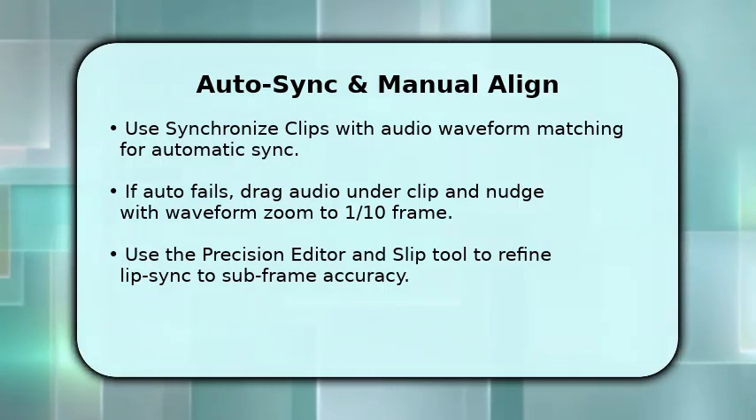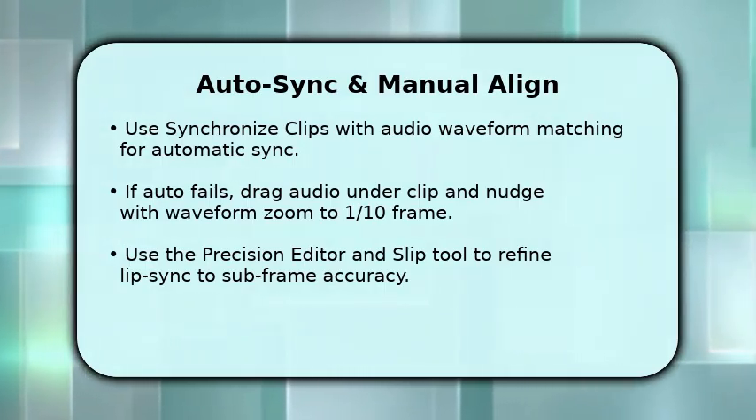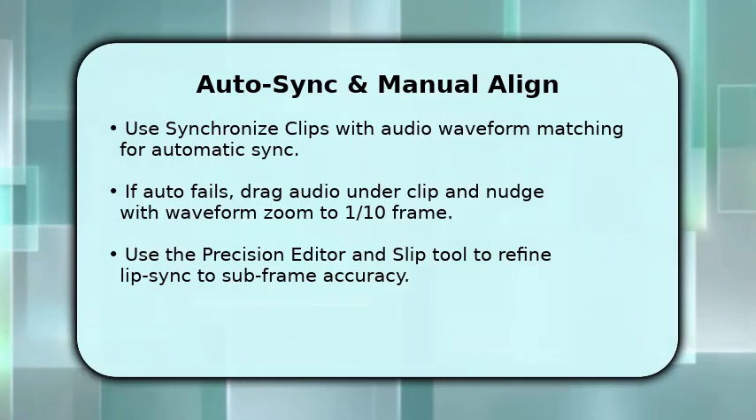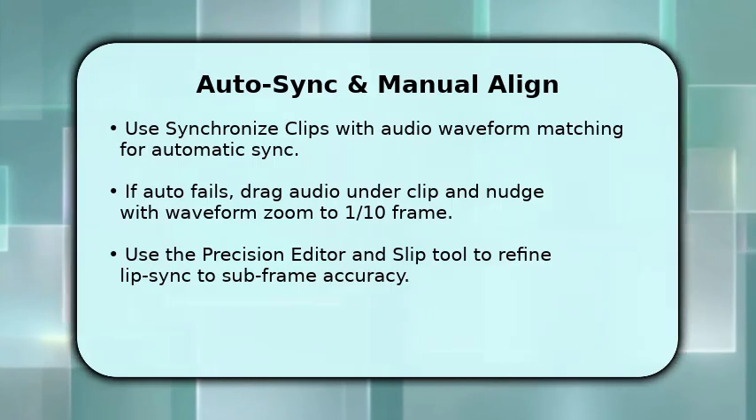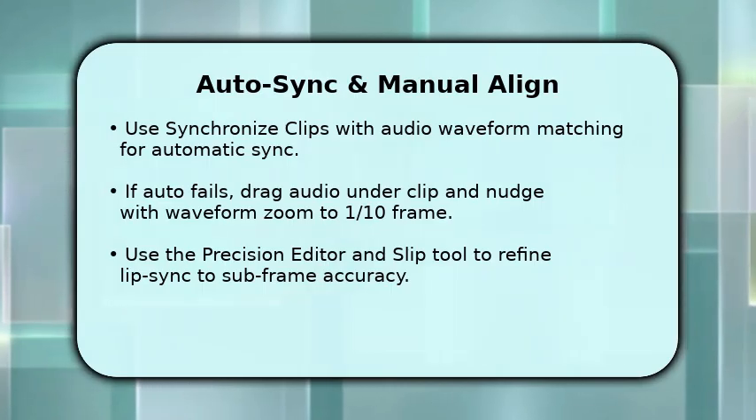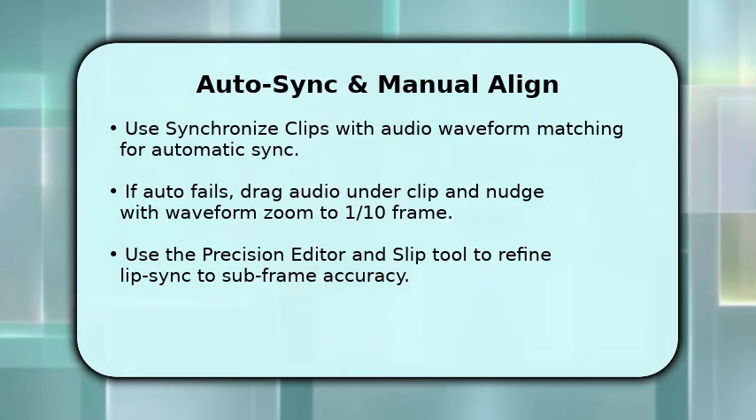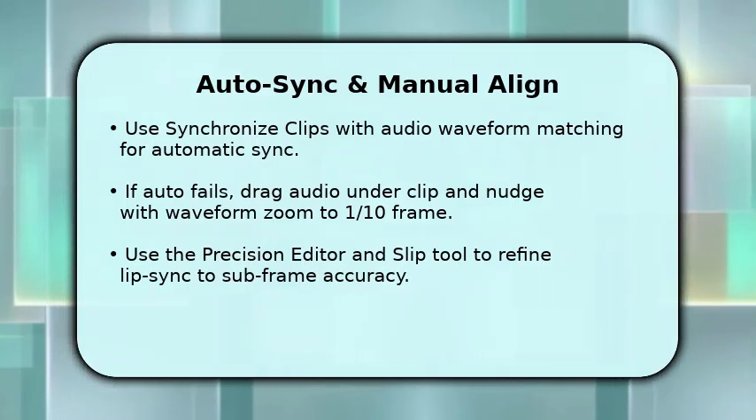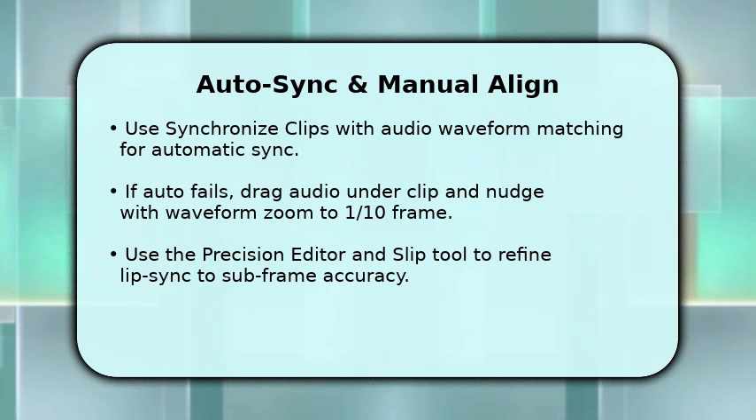If automatic sync struggles, line the peaks visually. Drag external audio under the camera clip, zoom the timeline, and nudge in 1/10 frame increments until waveforms match. Once roughly aligned, open the Precision Editor and use the slip and trim tools to refine timing. This ensures your lip movements and transient hits align at subframe precision for natural sync.